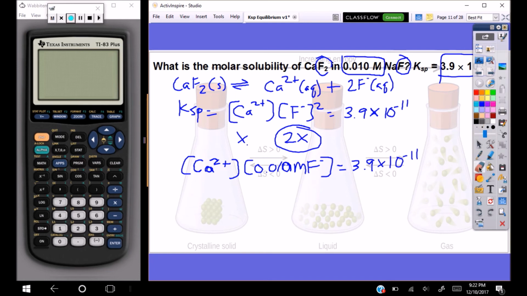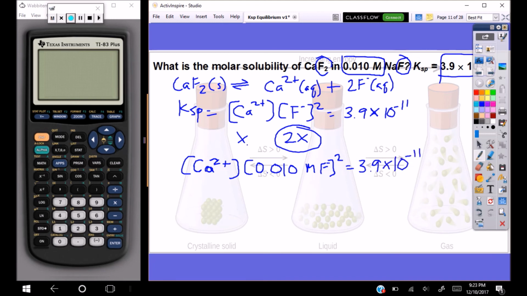This is messy. Let me rewrite this with my pen working this time. So we can plug this in. So 0.010 molar F minus. And remember, that is squared. And this is equal to my 3.9 times 10 to the negative 11th.